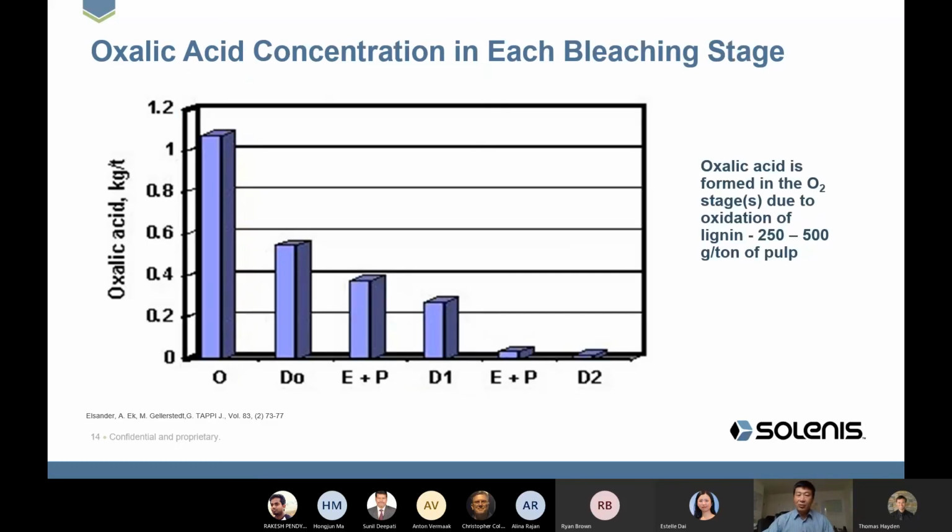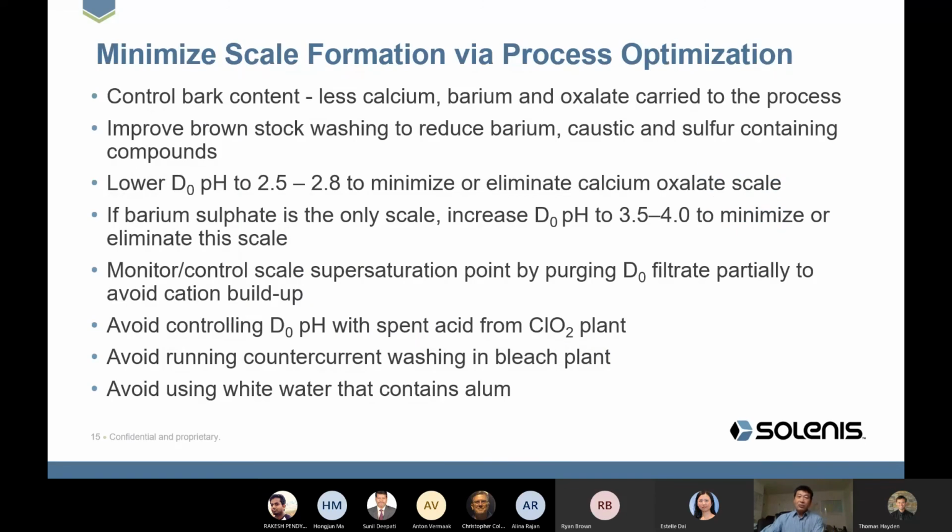This is from another angle, looking at each stage, how much oxalic acid is generated. We can see the oxygen delignification creates the most oxalic acid. D0, which is the first stage of bleaching, also produces a dramatic amount of oxalic acid. Then as the kappa number reduces, gradually you don't have much oxalic acid generated. So once we have this information, we know we can modify our process, so that much less scale is formed, which is a lot more cost effective compared to using any scale control. The first thing is we really need to control bark content.